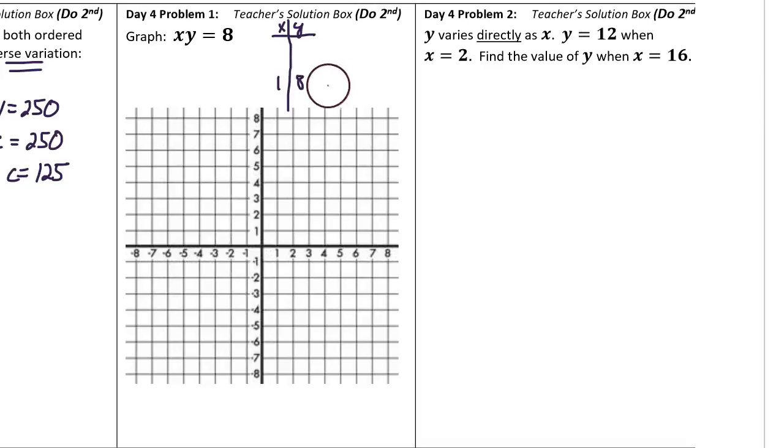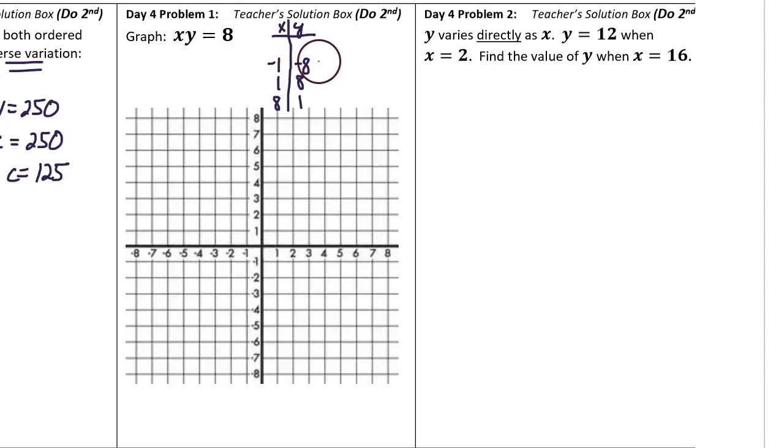If you just flip those numbers and you chose an 8 for x, then what would y turn out to be? 8 times 1 makes 8. Let's not ignore the negative numbers. Let's choose negative numbers as well. When x is negative 1, what's y? Negative 1 times what number makes 8?